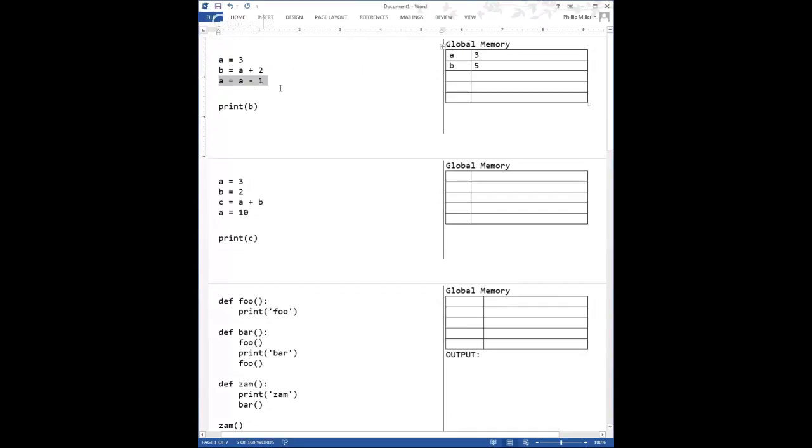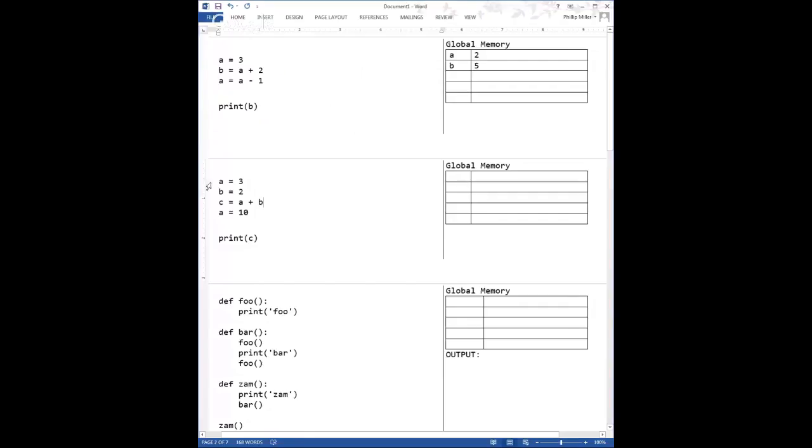And then this statement is executed, and we're going to evaluate this expression, A minus 1. 3 minus 1 is 2. Gets stored in A. And then we're going to execute this instruction, and it's going to print the value of B. So it would print the value 5. The output would be 5.